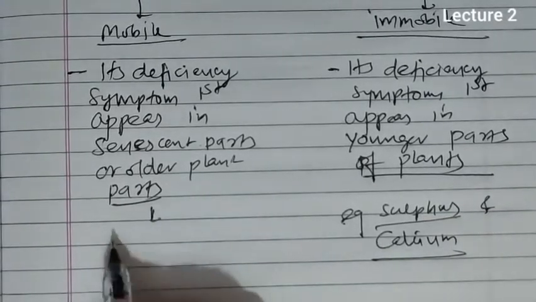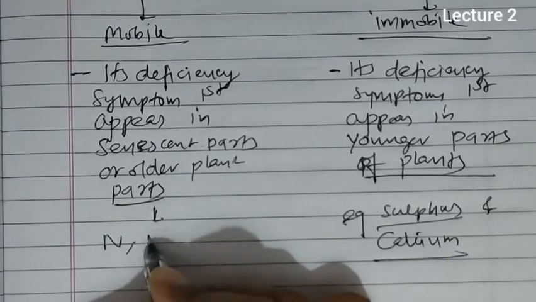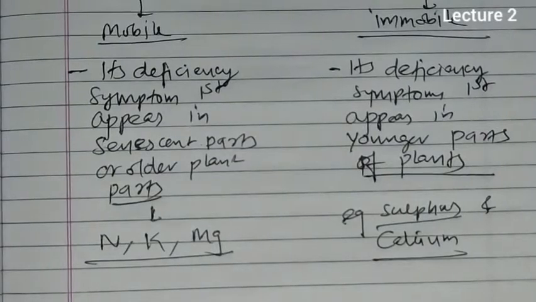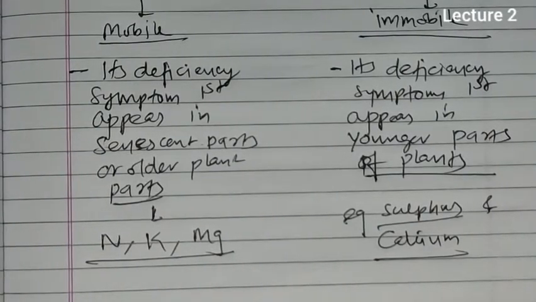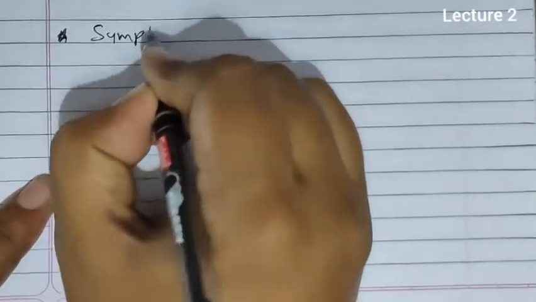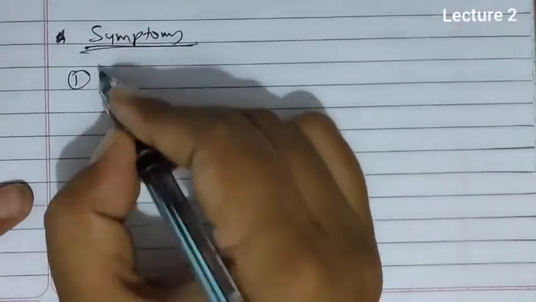And next, if we talk about mobile element, then nitrogen, potassium and magnesium, whose deficiency symptom first appear in case of the older plant parts. Now we will be going to talk about some of the symptoms shown or deficiency symptoms shown by the different elements. First is chlorosis.